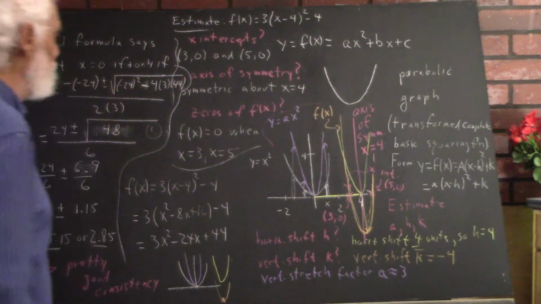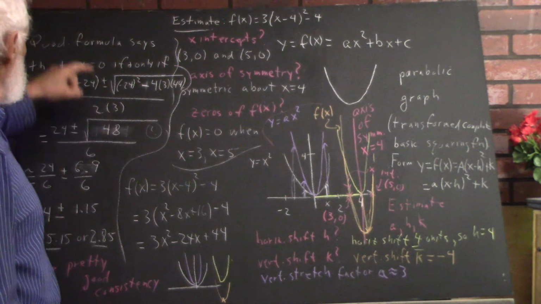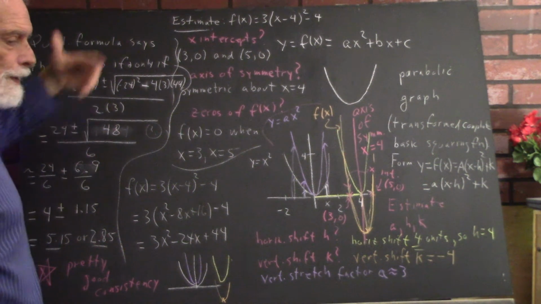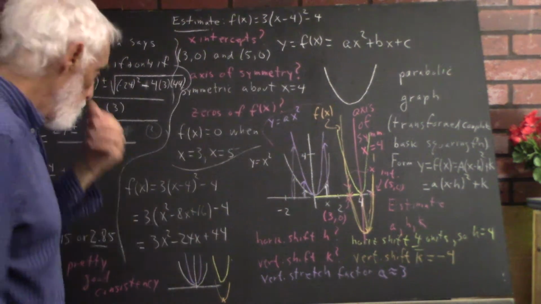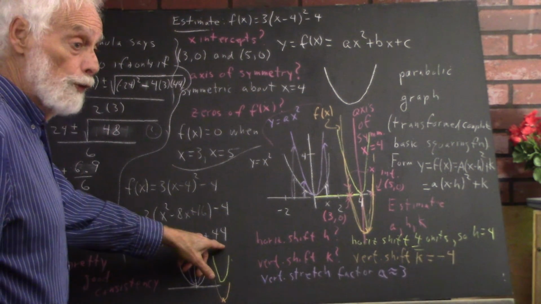Now, what does the quadratic formula tell us about a graph? It tells us that ax squared plus bx plus c equals 0 if and only if x equals negative b plus or minus the square root of b squared minus 4ac, all over 2a, and so on. Okay, well, a is 3, b is negative 24, c is 44.